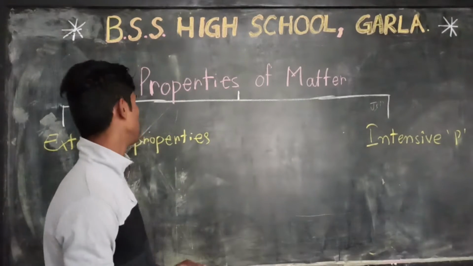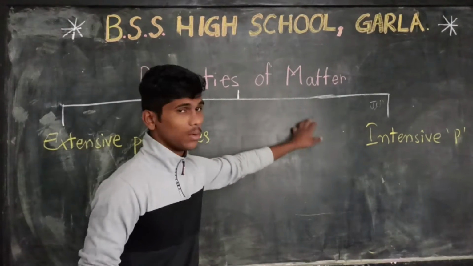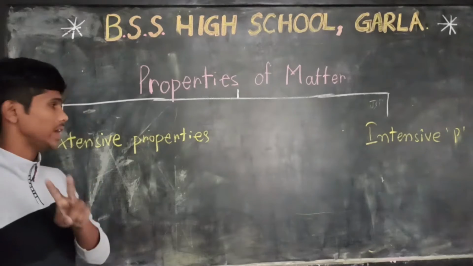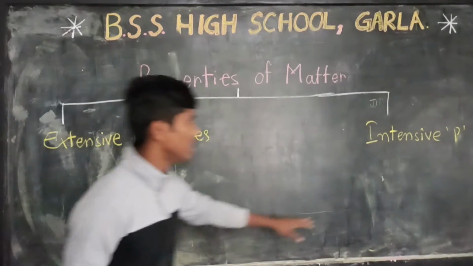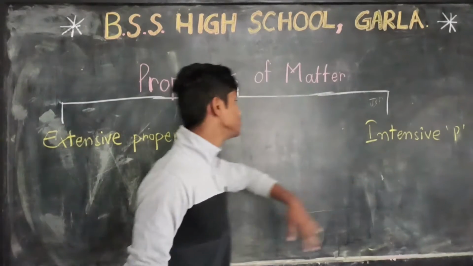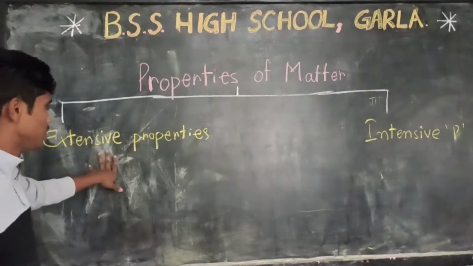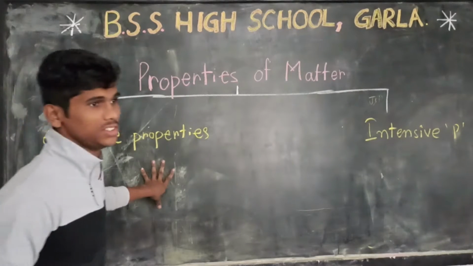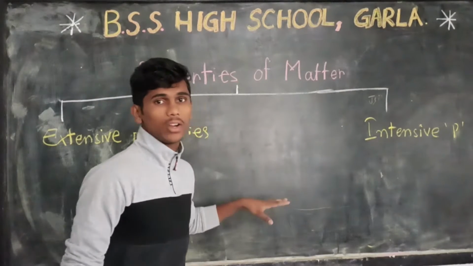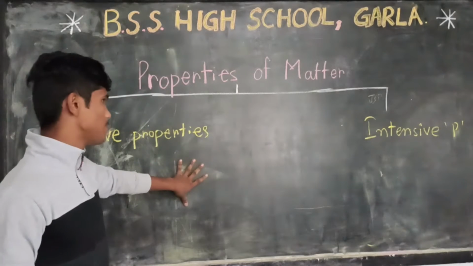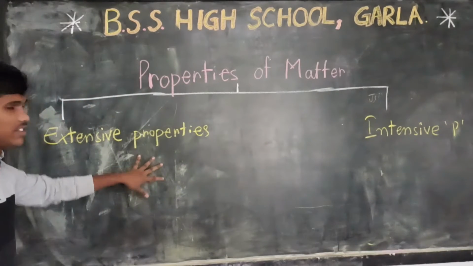Now I am going to talk about properties of matter. Properties of matter can be classified into two types: extensive properties and intensive properties. First, we will talk about the extensive properties. Extensive properties are properties that depend on the amount of matter. We will look at some examples of extensive properties.